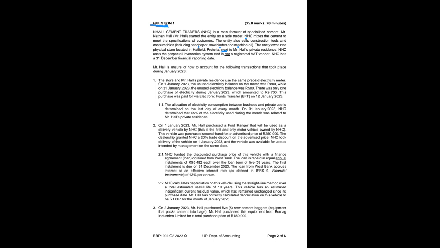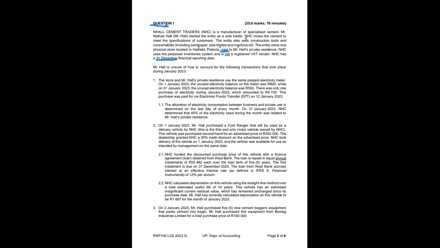It sounds strange that that information will be included or shared with us in general information at the start of the question. So let's just keep track of what happens with that story there. So NHC uses the perpetual inventory system and is not a VAT vendor. NHC has a 31 December financial reporting date. Okay, cool. So it lets us know that if we're recording in January, we're recording the first month of the year, right? So that's what we need to keep in mind and remember as we proceed with our recording.